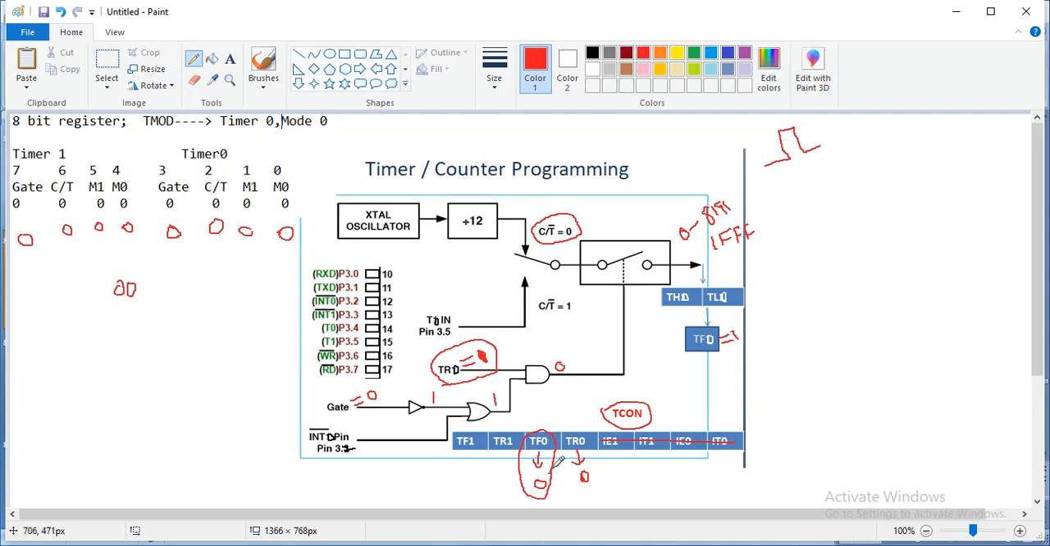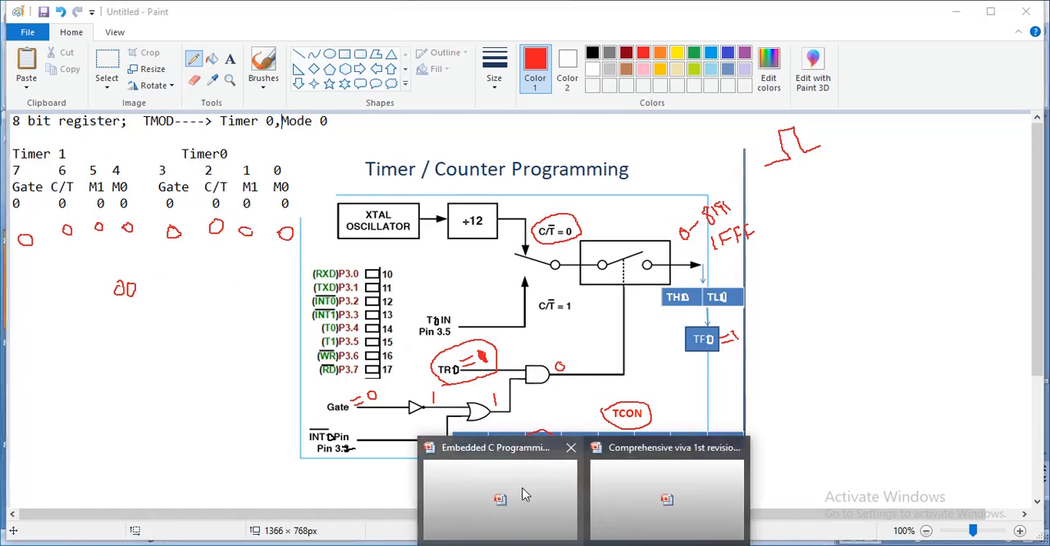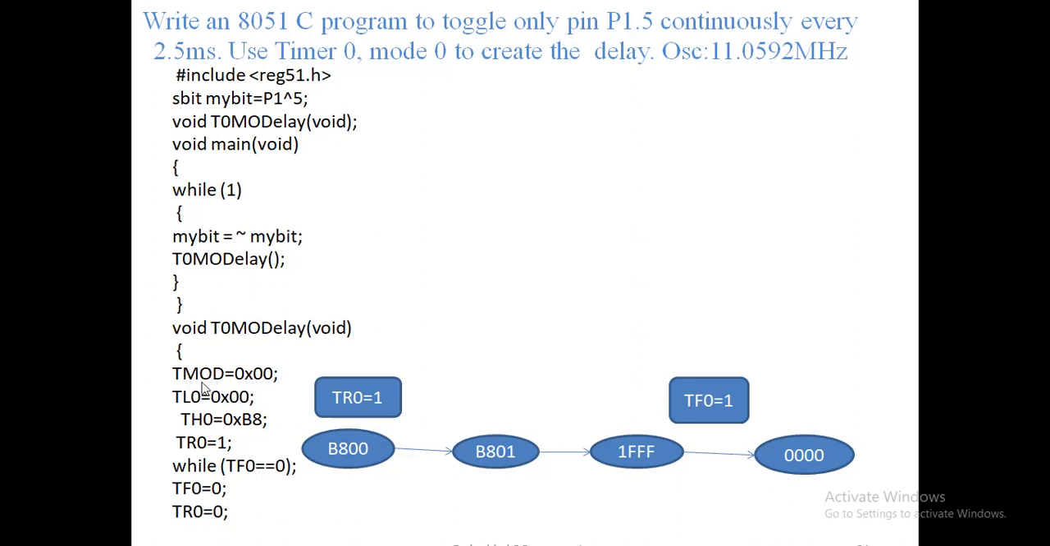Okay, so this is the TMOD register, all are 0 because I am using mode 0, timer 0. For the gate I am using the 0 pin, I am not using 1, so it is 0. Those values I placed in the corresponding registers: the TMOD register, TL0 is 00, TH0 is B8. To run the timer you make the TR0 bit as 1.